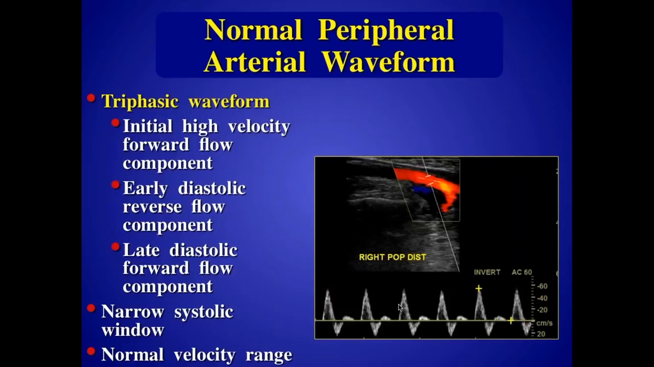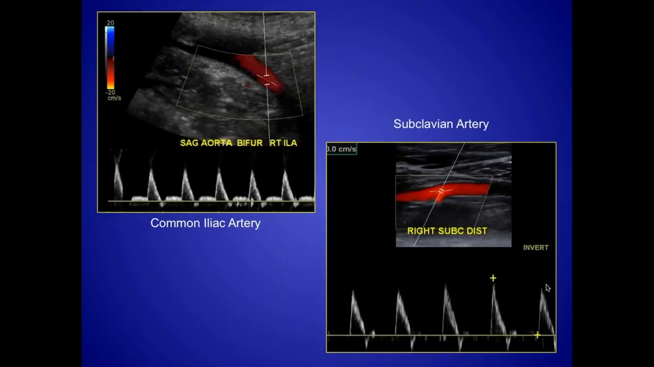Besides looking at the waveform shape, we also are going to look at the area under the curve. If we have a nice sample volume placed within the lumen, angle corrected in a normal vessel, this is typically a clear space underneath the systolic component. And then finally, of course, we're going to look at the peak systolic velocity. In this popliteal artery, we see the peak systolic velocity is about 60 centimeters per second. So now we know what normal is, and we can start applying that to some of the cases that we see.